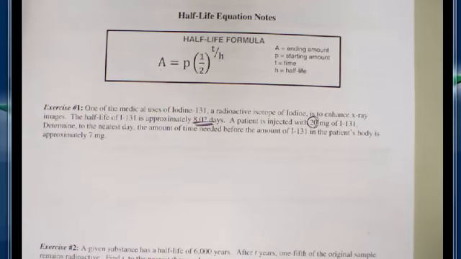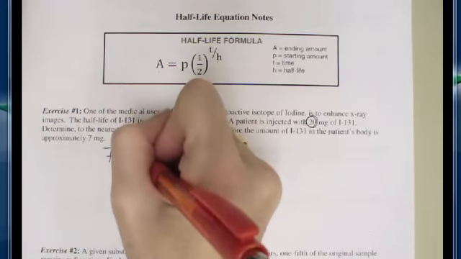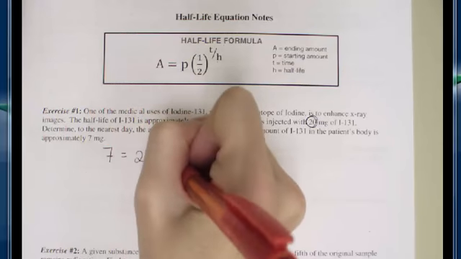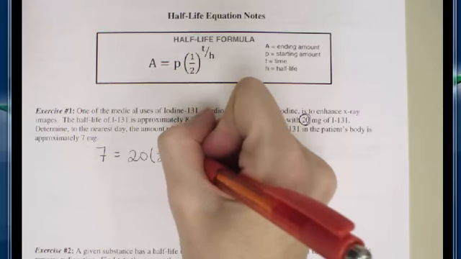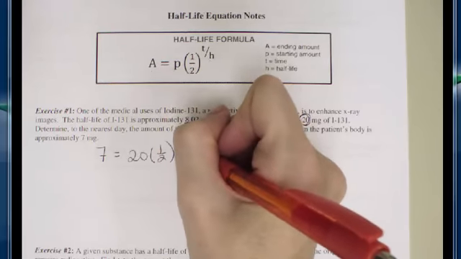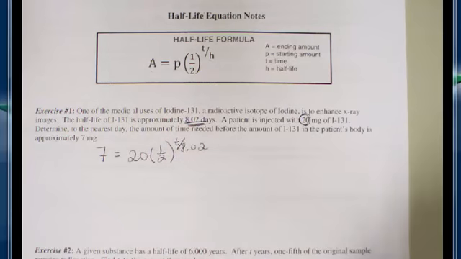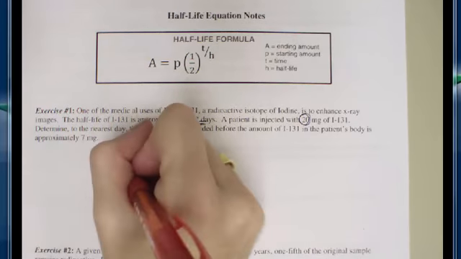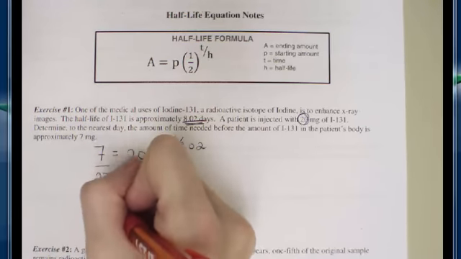All right, they want to know the amount of time to the nearest day it takes to get down to 7 milligrams. So my end is 7. My beginning is 20. The 1/2 is constant. They're asking how long does this take? And then we know the half-life is 8.02. Now that it's set up, we'll continue through. Solve just like normal. Divide by 20. And again, leave it as a fraction.